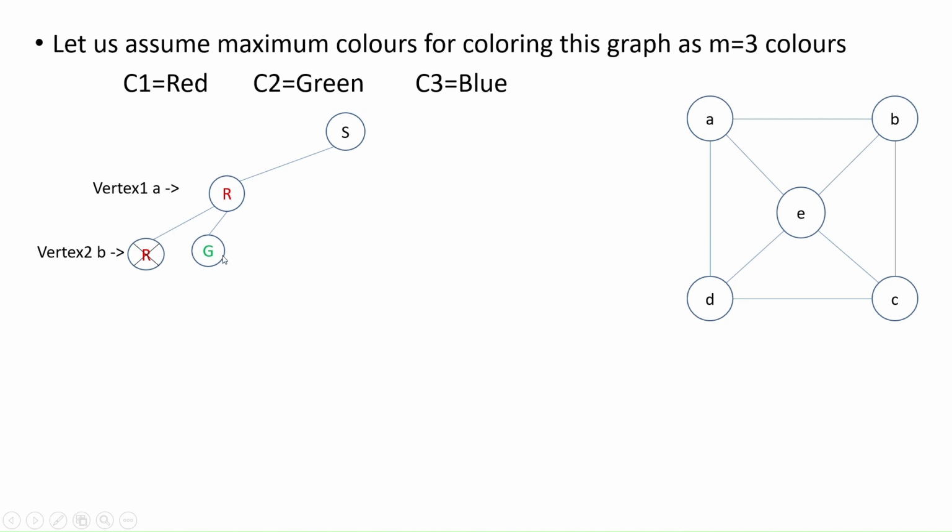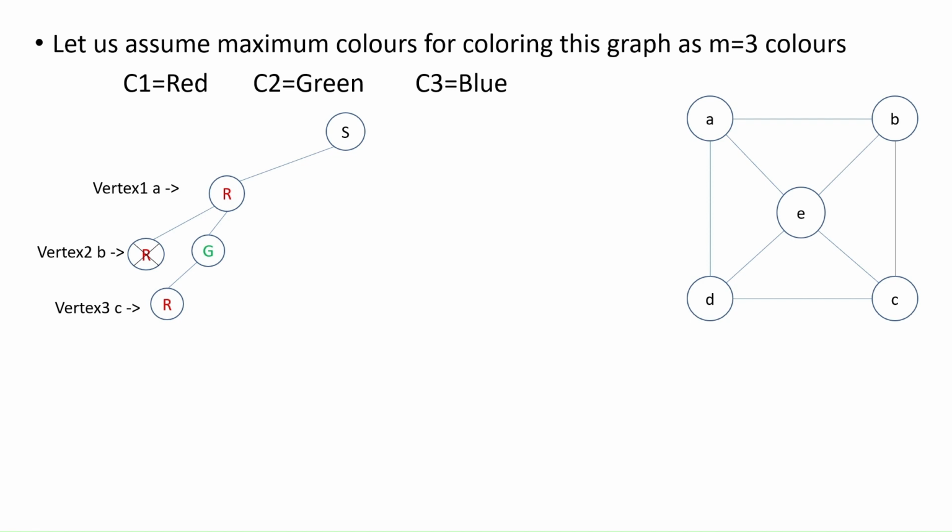So we are going for the third vertex. So if the second vertex is colored with green and the first vertex is colored with red, is it possible to color the third vertex with red? Yeah, it may be possible, right? So the third vertex can be colored with red.